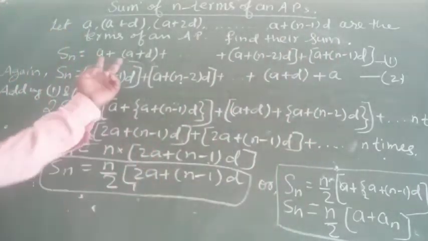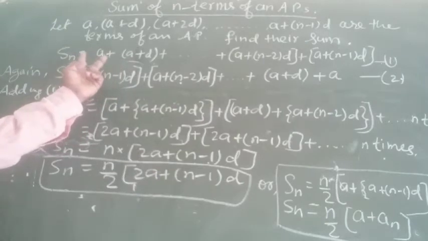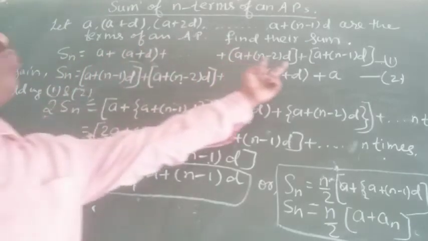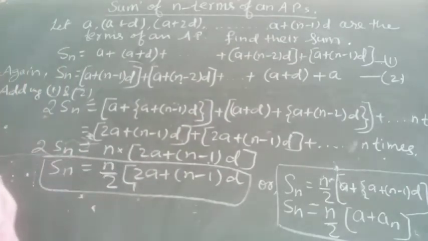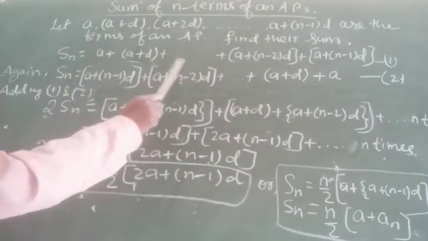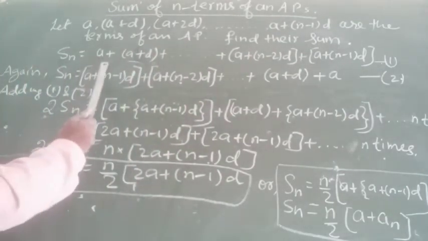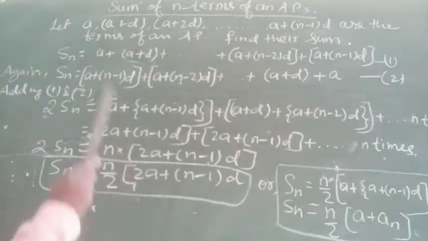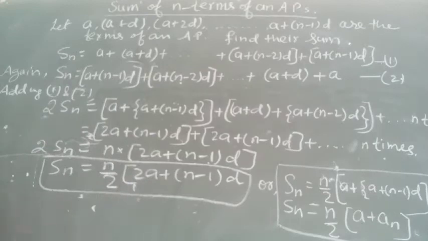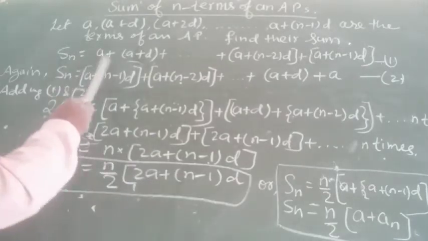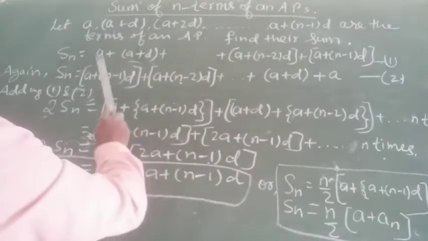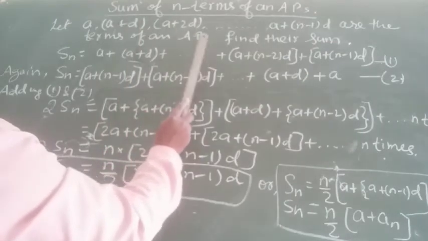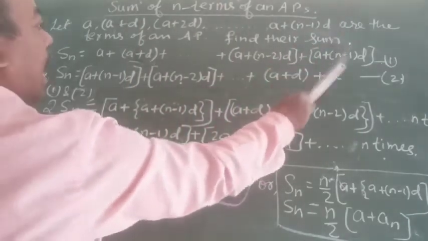In this, I have written the first two terms of the sequence and the last two terms of the sequence, and the other terms are in between them. So if you want to write the sum of n terms, we have to take the sum of each term: first term, second term, third term, fourth term, fifth term, second last term, last term.